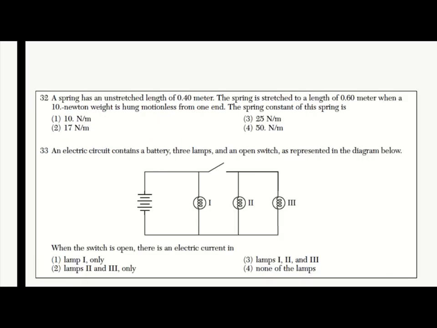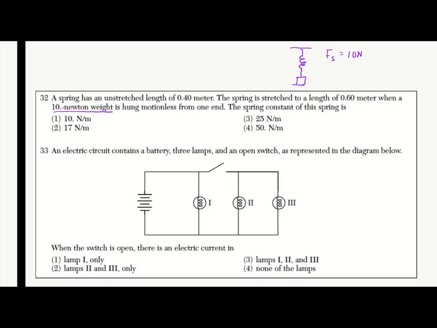Alright, a spring has an unstretched length of 0.4 meters. The spring is stretched to a length of 0.6 meters when a 10 Newton weight is hung motionless from one end. The spring constant of the spring is blank. Alright, so here we have a spring with a 10 Newton weight attached to it. That 10 Newton weight is the same as the force in the spring. So 10 Newtons is our Fs.